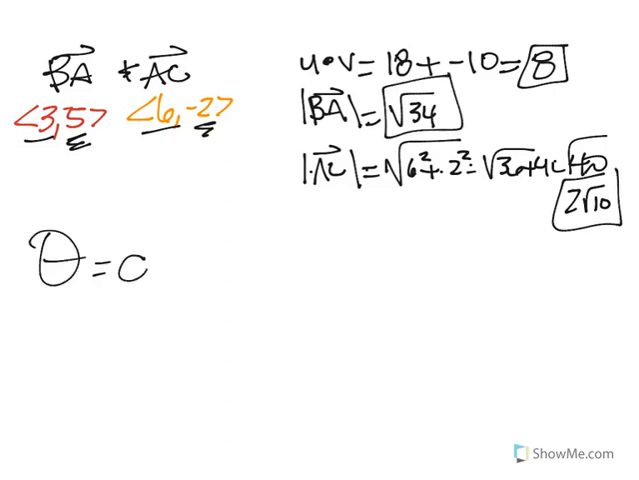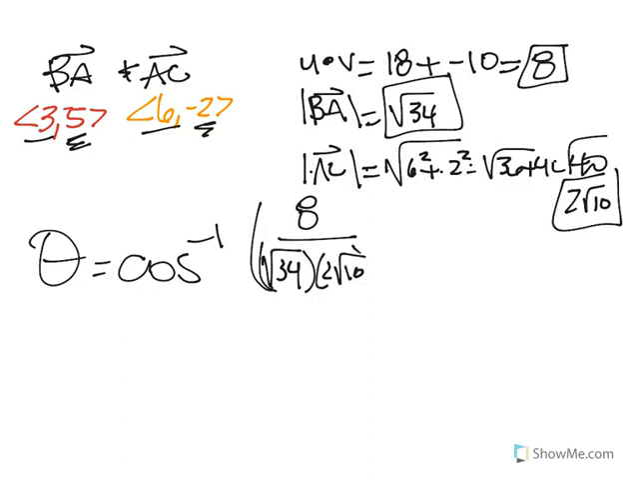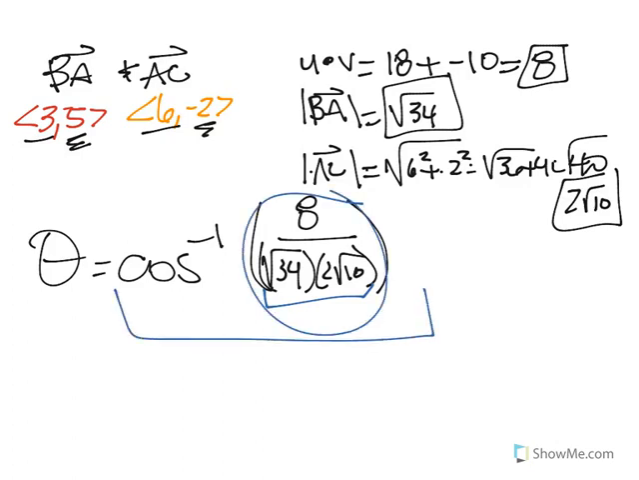So in order to find theta, we have to do inverse cos of the dot product, which is 8, divided by root 34 times 2 root 10. You can do this a couple different ways. Honestly, I'm probably going to multiply those two in my calculator first, and then do 8 divided by whatever that is, and then do inverse cosine of whatever that is. So I'll walk you through my steps.